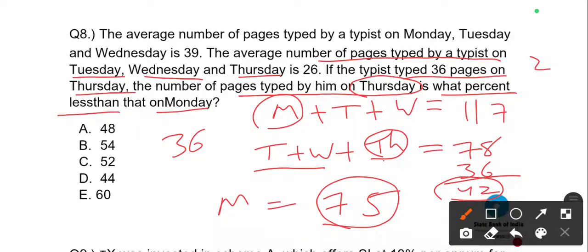On Monday we got 75. The difference between these two is 39, divided by, talking about less means we take the bigger value, which is 75, into 100. So does anyone have the answer? Lalita says 52 as our answer.